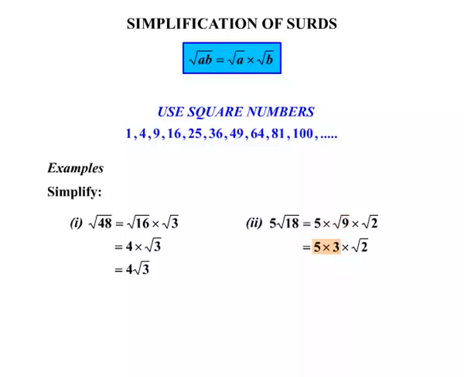Simplifying that now, 5 times 3 is 15. Then we have times root 2, but we can simply write the root 2. So final answer there, 15 root 2.